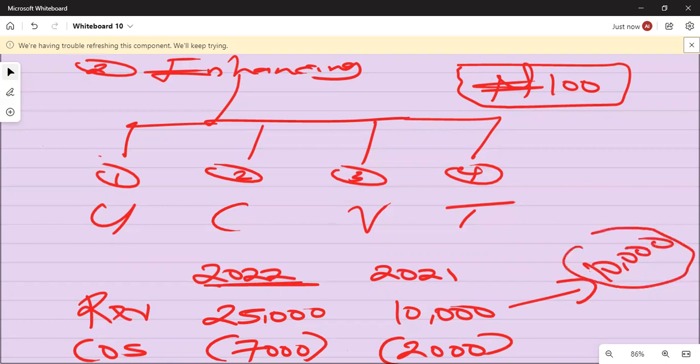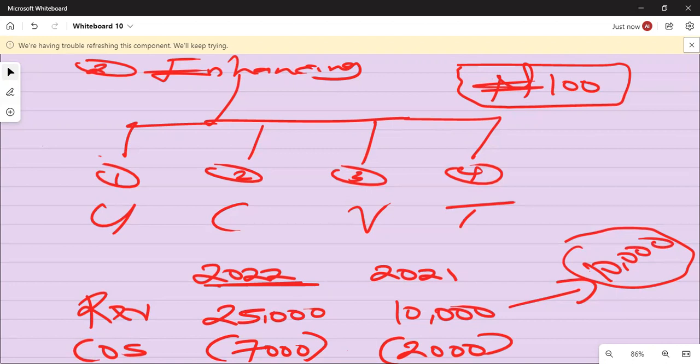What you just need to do is provide the source document that you use to prepare this. So verifiability means that whatever you are saying, cost of sales 7,000, cost of sales 2,000, independent individuals should be able to verify this, and we should be able to have the same result.